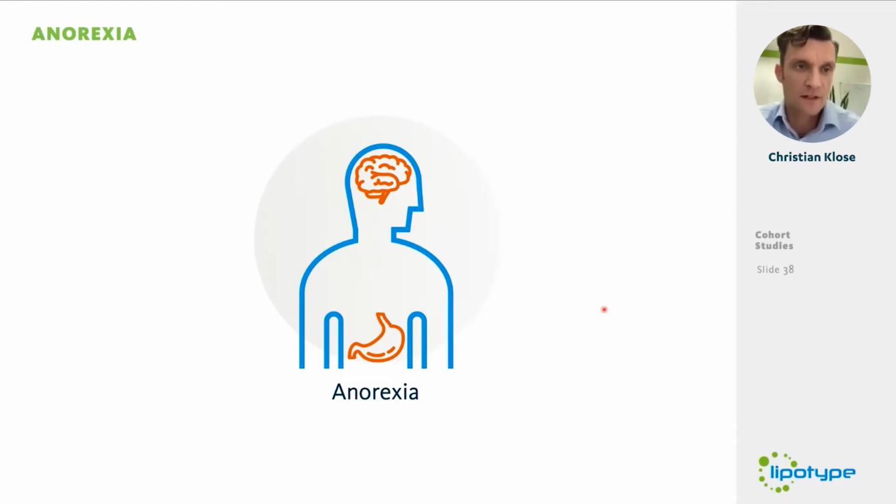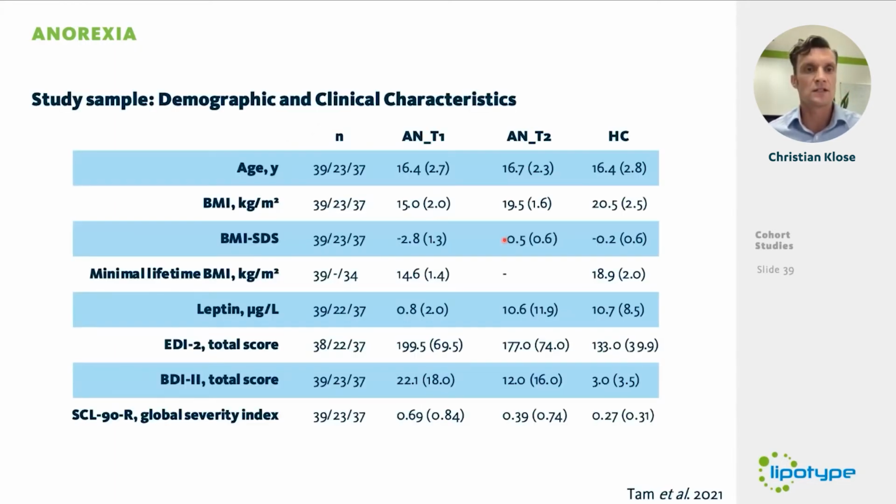Treatment involves the restoration of a healthy body weight by refeeding programs and the treating of the underlying psychological problems as well. But the priority really is the restoration of weight. And in a collaboration with the University Clinic here in Dresden, we investigated the effects of refeeding on the lipid metabolism. So this study included 39 female patients with an average age of 16 years and an average BMI of 15.